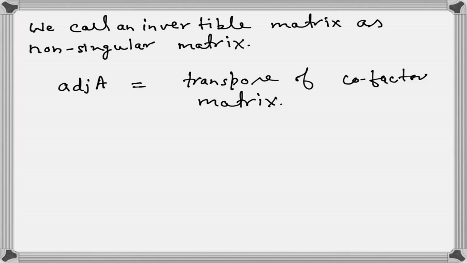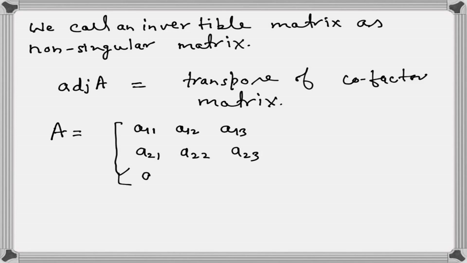Now the question is, what is cofactor? Okay, so let me explain all these things with the 3x3 matrix. Suppose A is a 3x3 matrix, A11, A12, A13, A21, A22, A23, A31, A32, A33. Okay, so what is the adjoint of A?